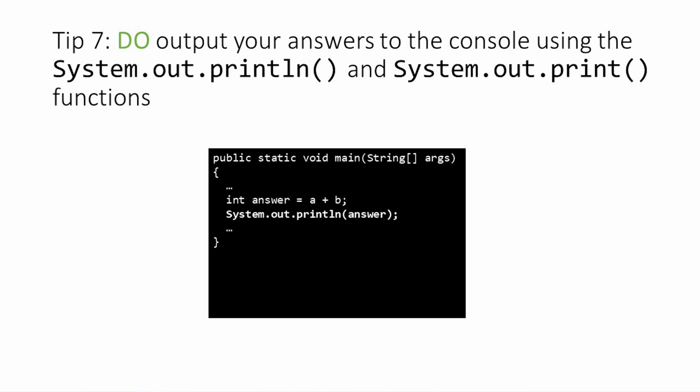When judging your solutions, the judges will compare the output of your solution to the problem's expected output. Tip number 7, do output your answers to the console using the System.out.println and System.out.print functions. If your solution does not output anything to the console, then it will be judged incorrect.